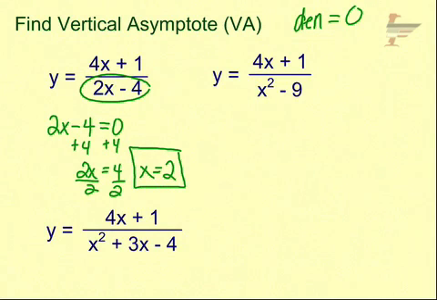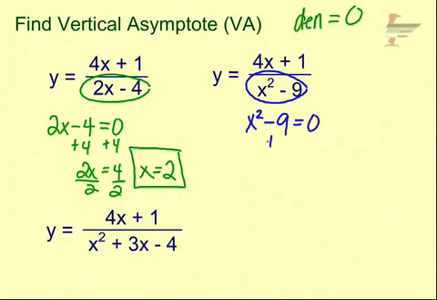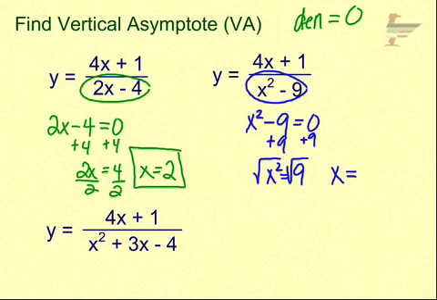Now our next example, x squared minus 9, set it equal to 0. Now on this one, if we add 9 to both sides, we have x squared equals 9. To undo our x squared, we'll take the square root of both sides. So we have x equals, this is the tricky part that we have to make sure we remember, otherwise we're going to miss an entire half of this graph.